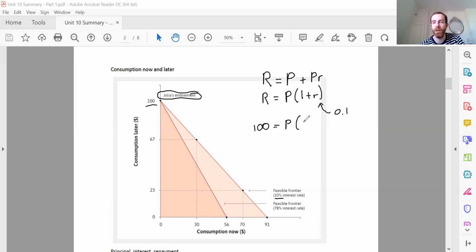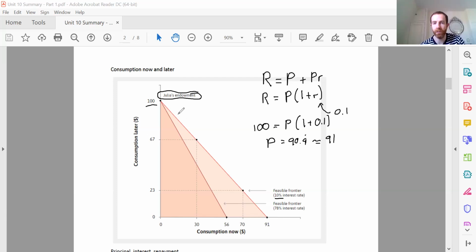So the maximum repayment is 100. We want to know the principal, and we know the interest rate, so it's 1 plus 0.1. A really simple bit of math tells us that the principal, the amount that she could borrow if she has $100 to repay, the maximum amount, comes out to about 90.9 recurring. So it's approximately $91. And that's where that's coming from.